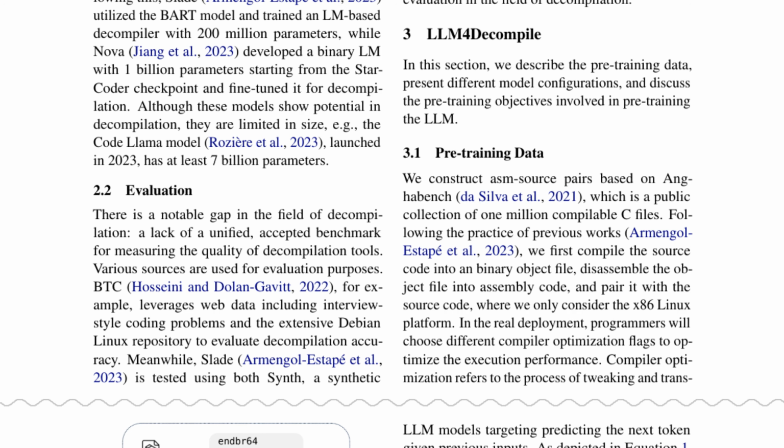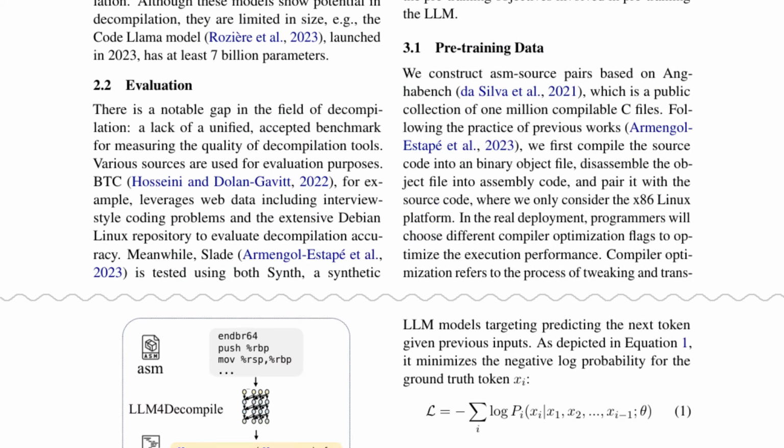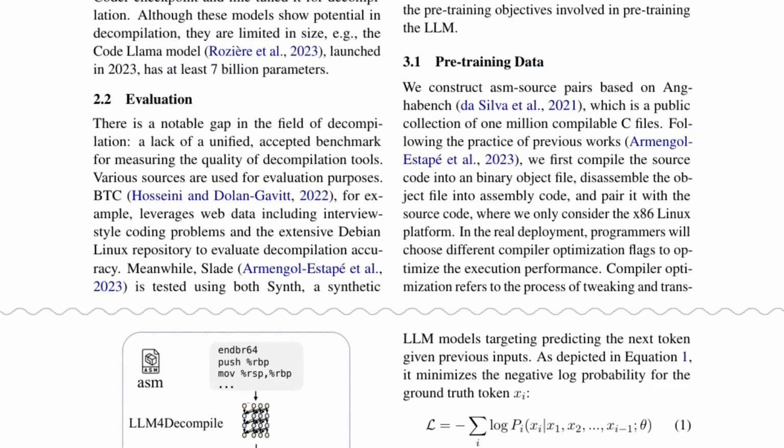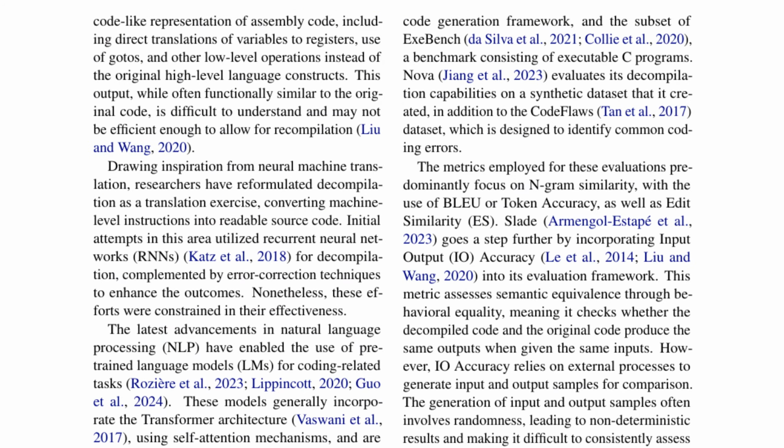We construct assembly-source pairs based on AnghaBench, which is a public collection of 1 million compilable C files. Following the practice of previous works, we first compile the source code into a binary object file, disassemble the object file into assembly code, and pair it with the source code, where we only consider the x86 Linux platform. In real deployment, programmers will choose different compiler optimization flags to optimize the execution performance. Compiler optimization refers to the process of tweaking and transforming source code to generate faster and more efficient machine code.